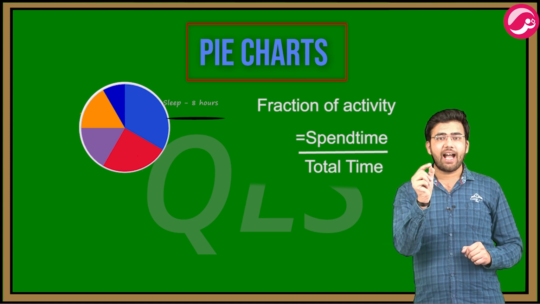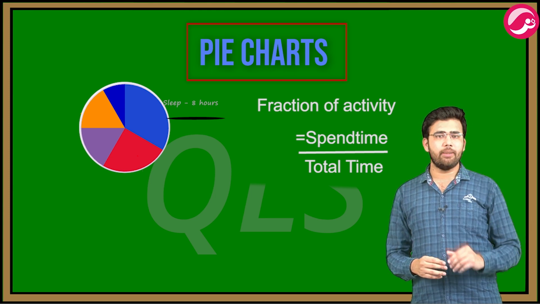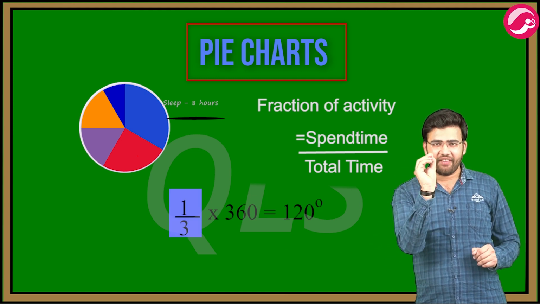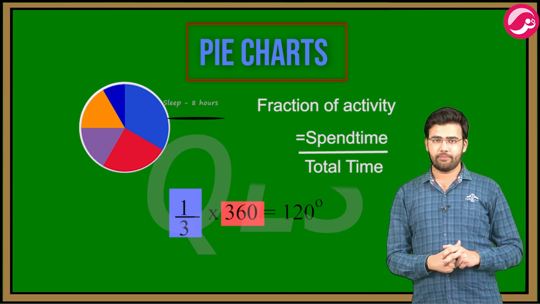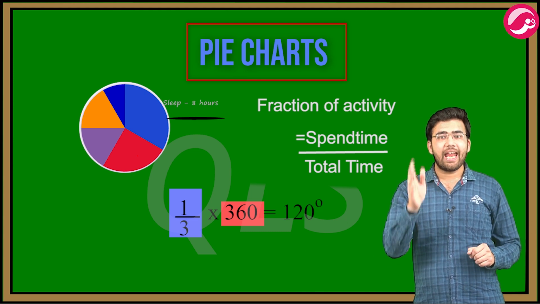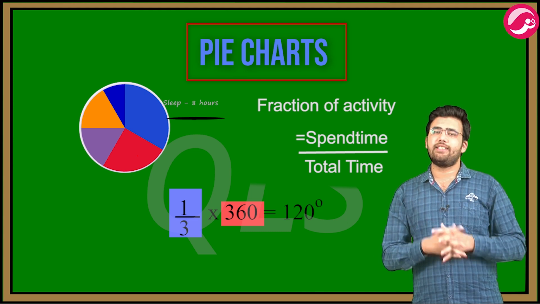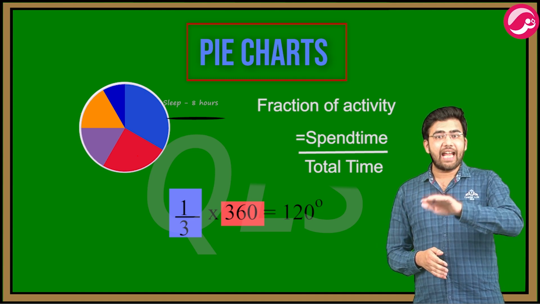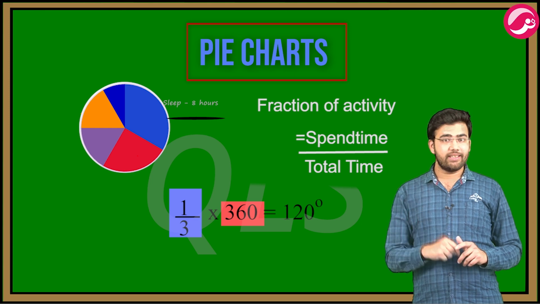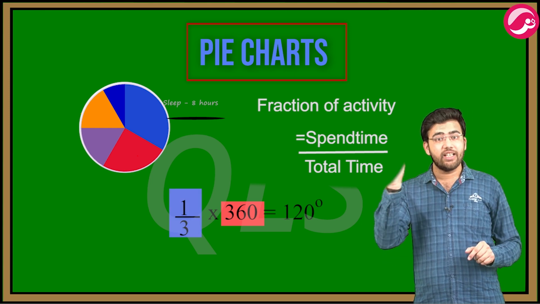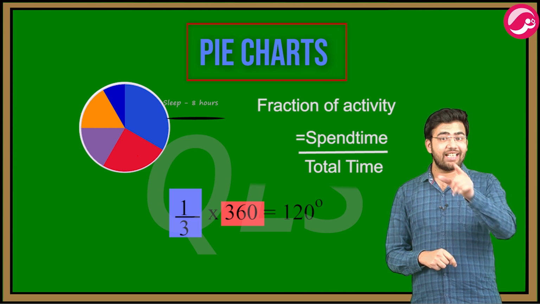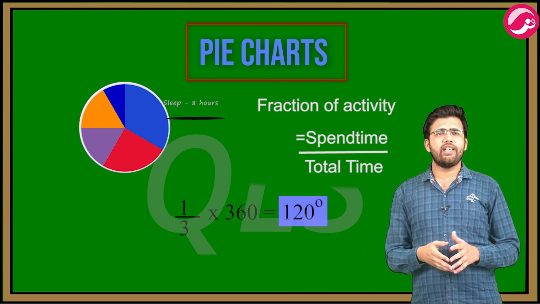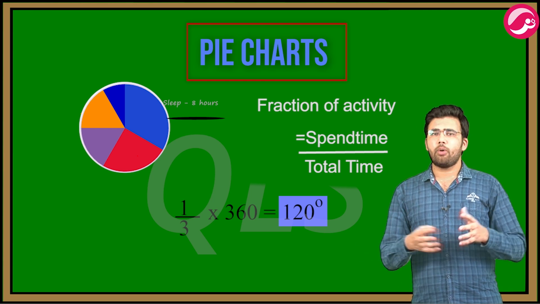Now, to find out the angle subtended by each activity to draw the pie chart, we need to simply multiply the particular fraction obtained by 360 degrees, since we know that the total angle at the center of the circle is 360 degrees. So, the fraction obtained for the time spent in sleeping is 1 by 3. We will multiply the fraction 1 by 3 by 360 degrees and that comes out to be 120 degrees. Likewise, the angle can be calculated for any activity of the data that has been provided.